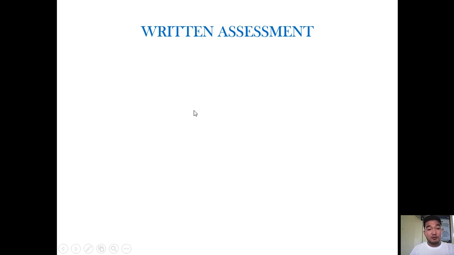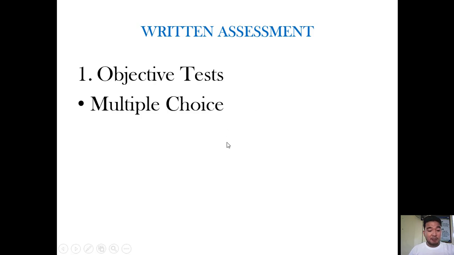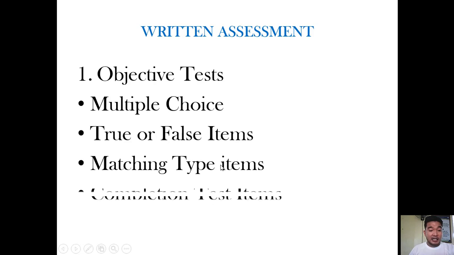There are different types of written assessment. The first one is the objective test. Under objective test, we have multiple choice, true or false items, matching type items, and completion test items. When we say objective test, these are samples of tests na talagang mame-measure natin walang bias, because pag nag-check tayo, what is right is right. Kung ano yung tama, tama talaga. At kung ano yung mali, mali talaga.